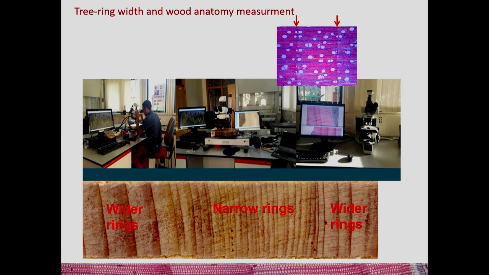Here it is, you asked me whether the rings show wider and narrow rings. Narrow rings mean the tree formed only a little wood in one year. The wider part between two rings means a lot of wood formed in one year. The narrow rings are during drought years because the trees are in a difficult situation, and the wider rings are in good conditions.